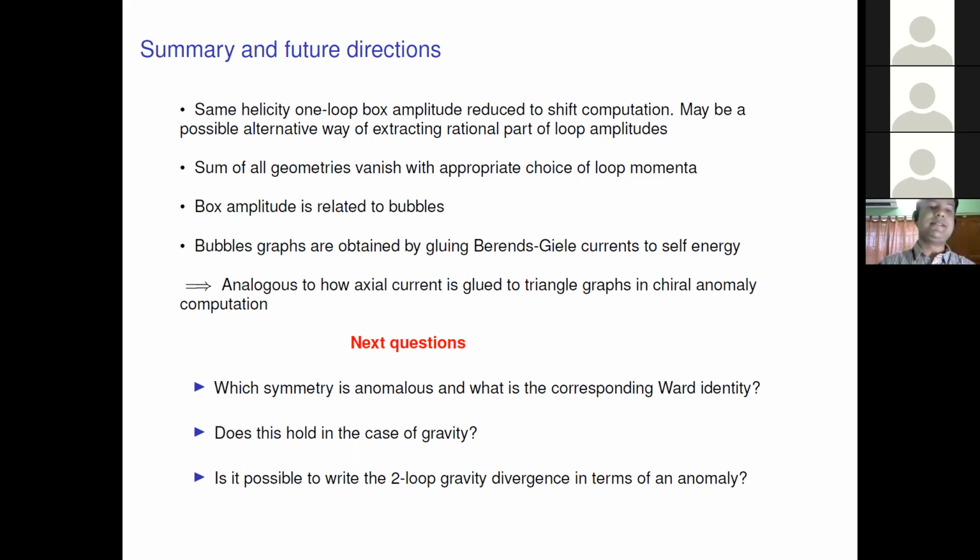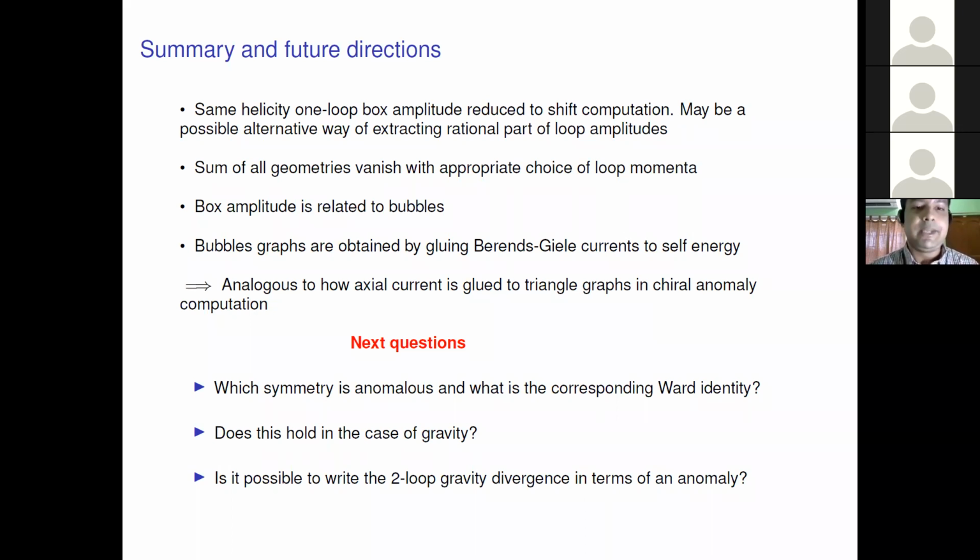So what are the next questions? The next question is basically which symmetry is anomalous and what is the corresponding Ward identity? We have to find the symmetry which is anomalous in this case. We do not know at this point. And further, does this hold in the case of gravity? In gravity, a very similar thing appears. I mean, we can construct the full amplitude, the box integral, the triangle integral, then the bubble integrals in the case of gravity. But because in gravity there is no color ordering, we cannot use the choice of region momenta variables as a shift parameter, and therefore the case of gravity is still a mystery.